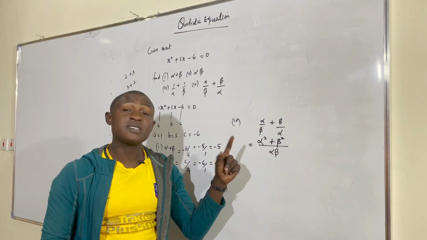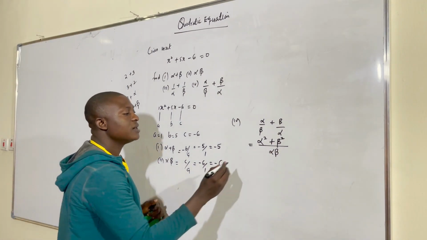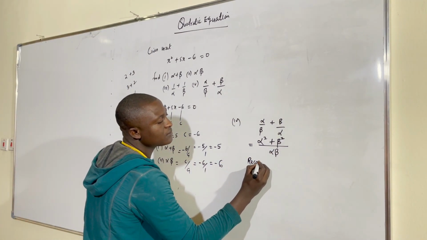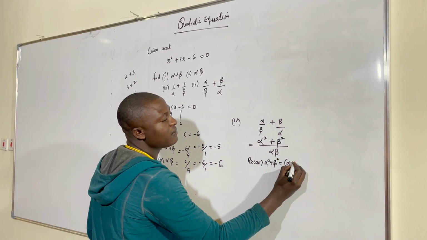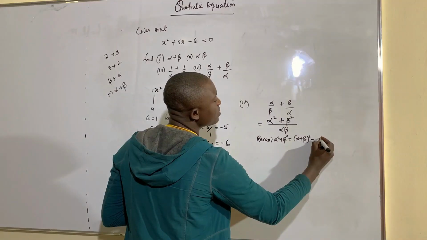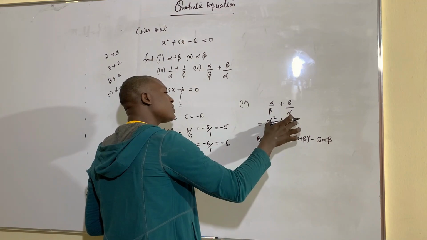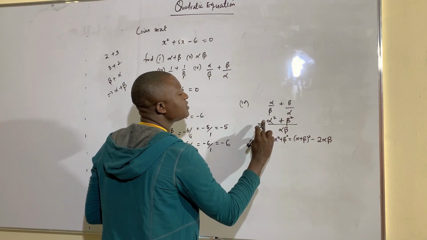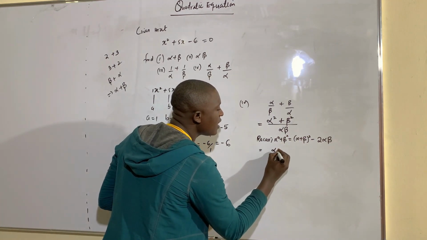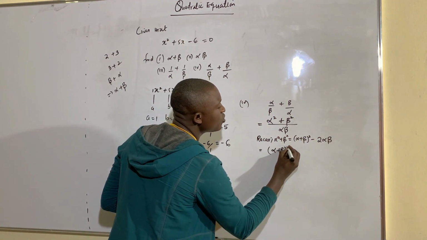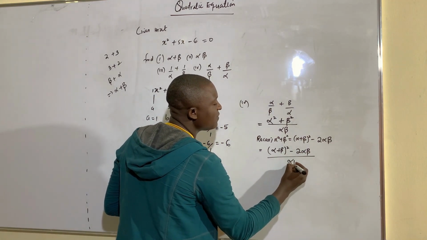Now, I have a standard formula. If you recall, we derived alpha squared plus beta squared earlier. Let me write it for you here. Recall that alpha squared plus beta squared is the same thing as alpha plus beta all squared minus 2 alpha beta. We have derived that one earlier. Now, let's substitute back into this problem. Instead of writing alpha squared plus beta squared, I now write this formula: alpha plus beta all squared minus 2 alpha beta, over alpha beta.